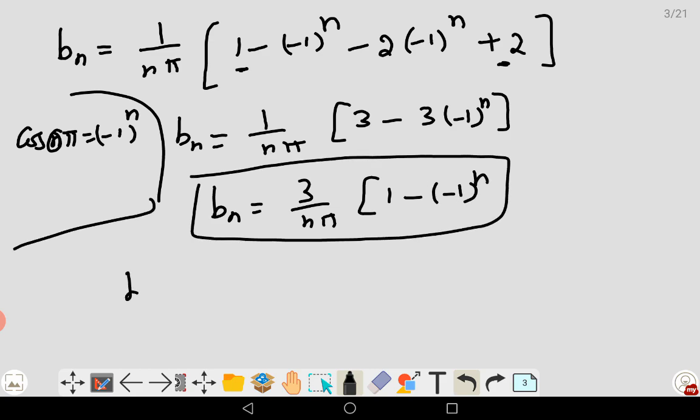In other words, we can write bn as, if n is odd, put n is odd in this equation. For n is an odd number, minus 1 to the power odd number is minus 1. So minus minus plus, 2 into 3, 6 over n pi. Isn't it? n will remain n, but minus 1 to the power n will become minus 1 when n is odd.